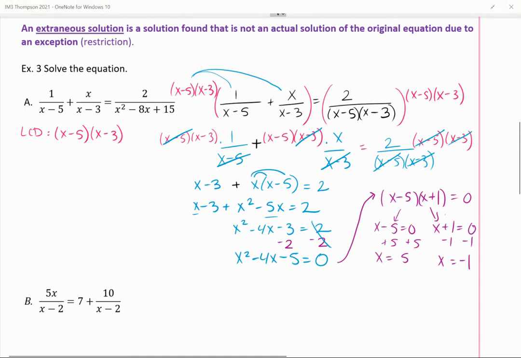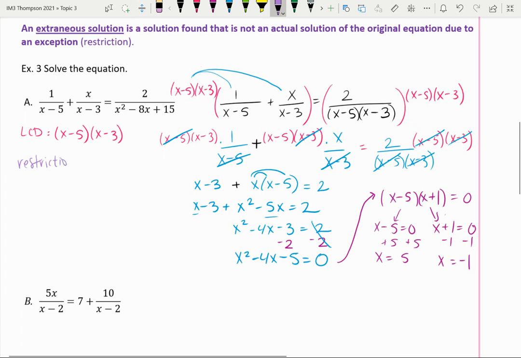So when I go back and I look at my restrictions, I get that x cannot be equal to, let's see, x minus 5 gives me the restriction of positive 5 and x minus 3 gives me the restriction of, oh, positive 3. Whoops. X minus 3 gives me the restriction of positive 3. So now my restrictions and my answer are at odds. Well, I just did all this work and I found that my solution is x equals 5 and x equals negative 1. But my restriction says x can't be 5 or 3.